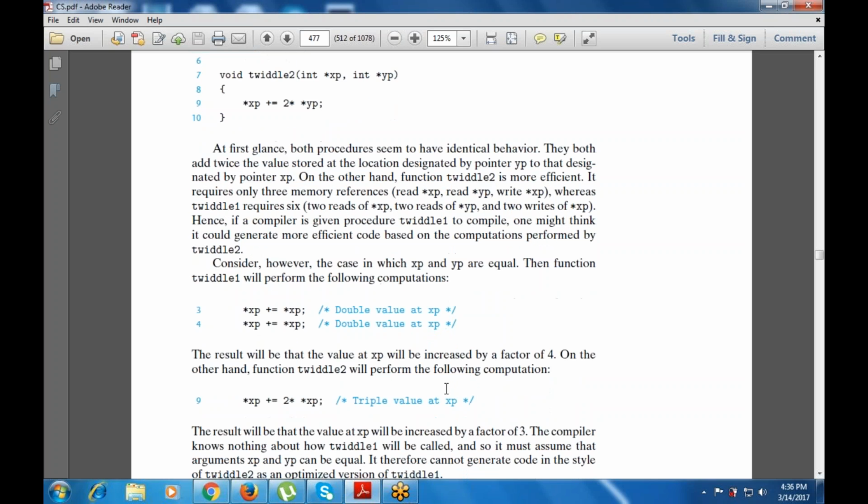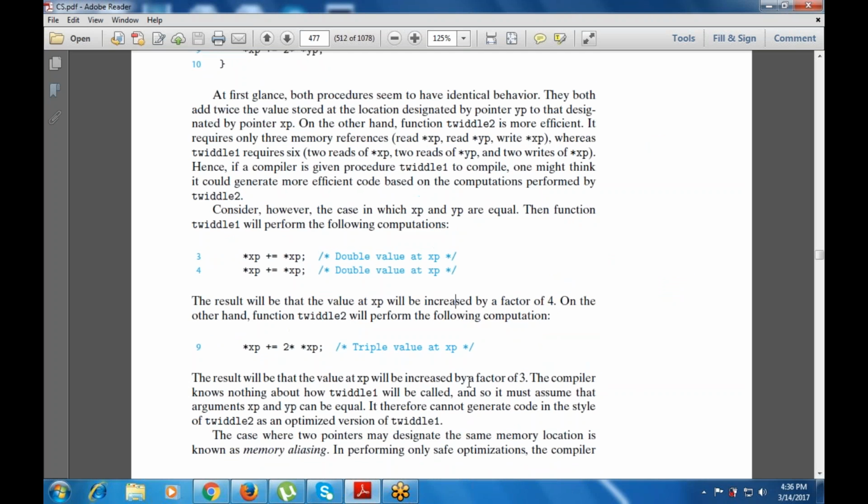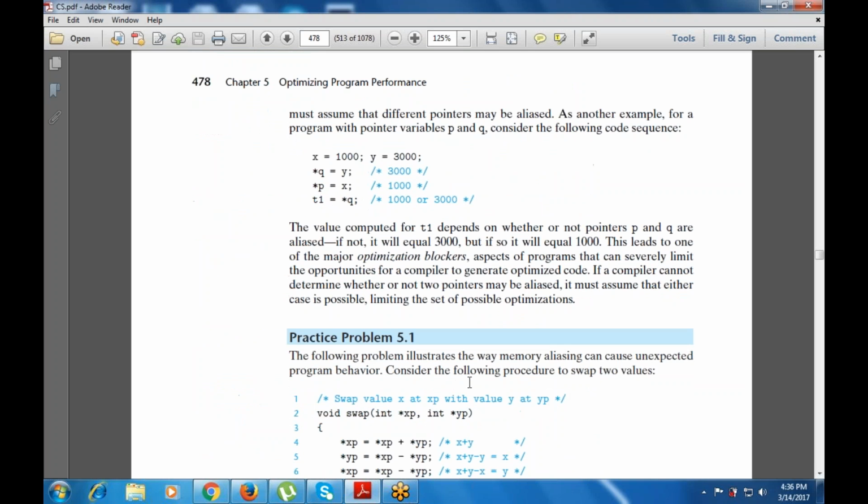The compiler will know nothing about how twiddle will be called, so it must assume that the arguments xp and yp can be equal. It therefore cannot generate code in the style of twiddle2, which is an optimized version of twiddle1, because the two pointers may designate the same memory location. This is also covered with the assumption that different pointers may be aliased.